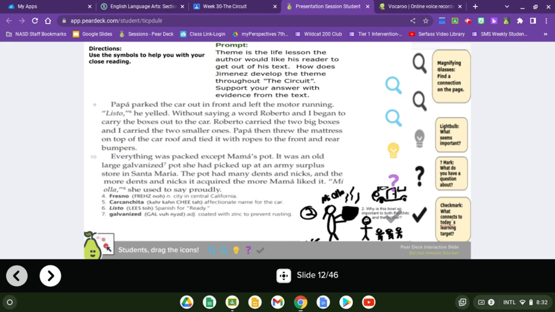Please take a moment. You'll be reading this page to yourself, and you'll also be annotating this page to yourself. Let's take the time to do so now.